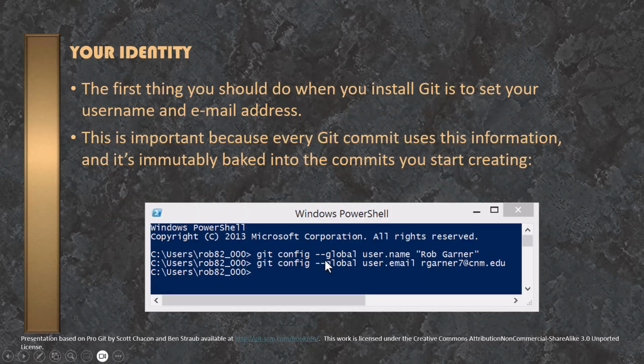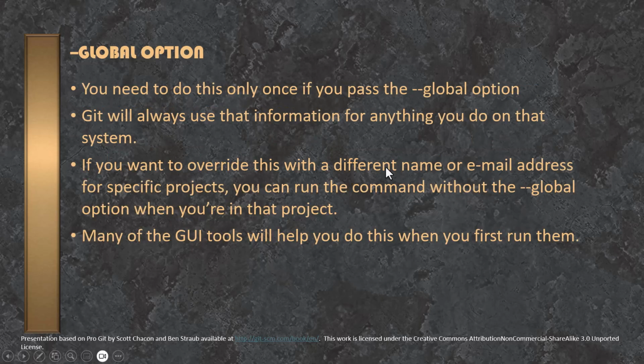Before you start, you definitely want to put your username and your email address that you're going to use to associate with your Git. So the global option: if you do this for the global option, then once you set those things, it applies all the time. If you want to override that, you can just reissue that command and change your email address or your name.